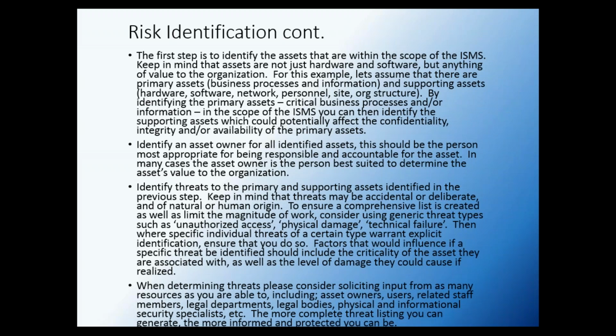By identifying the primary assets, which are those critical business processes or information in the scope of your system, you can then more easily identify the supporting assets, which could affect the confidentiality, integrity, and or availability of those primary assets. You're going to want to identify an asset owner for those assets, and this should be the person most appropriate for being responsible and accountable for the asset. In many cases, the asset owner is also the best person to determine the asset's value to the organization.